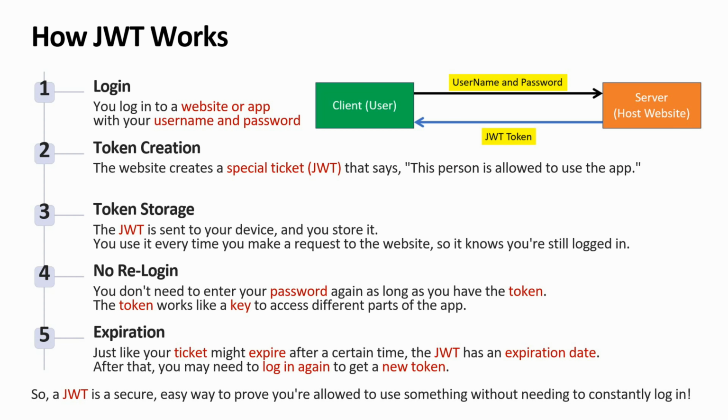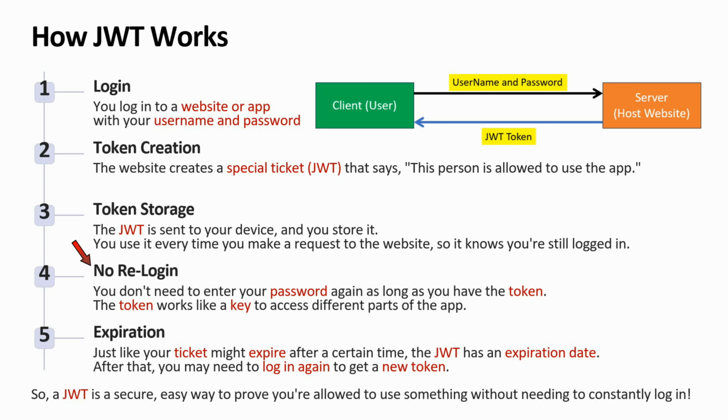How does JWT work? You log into a website or app with your username and password. The website creates a special ticket, which is nothing but the JWT, that says this person is allowed to use the app. The JWT is sent to your device and you store it. You use the JWT every time you make a request to the website, so the website knows you are still logged in. You don't need to enter your password again as long as you have the token.